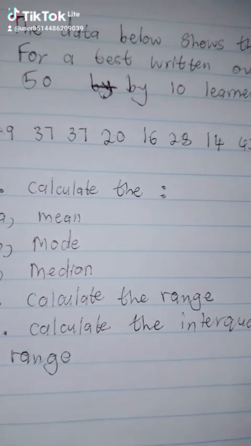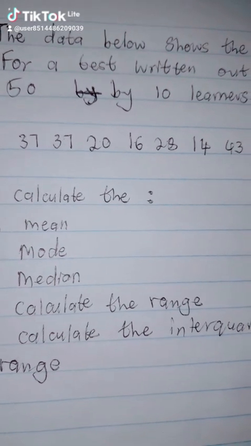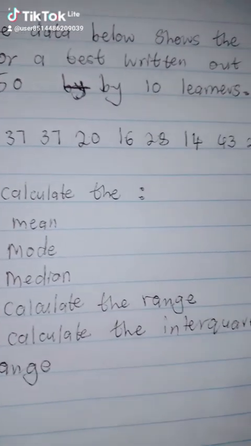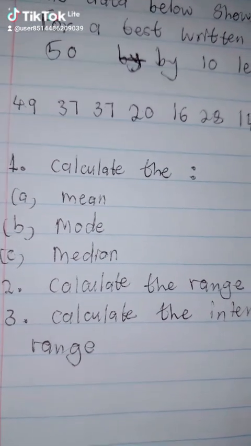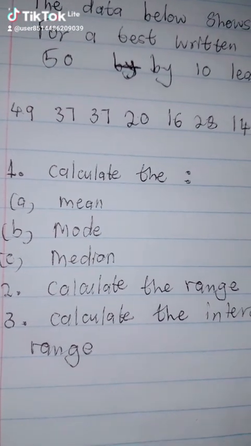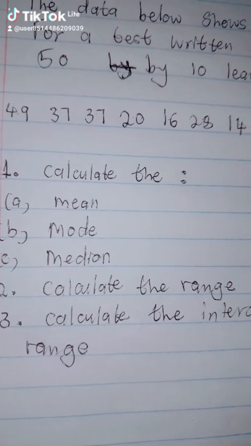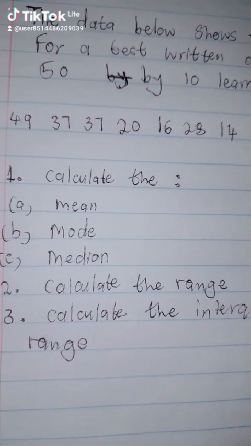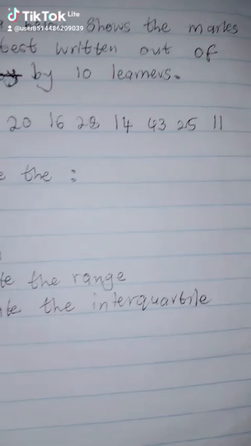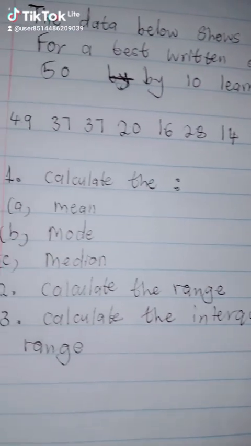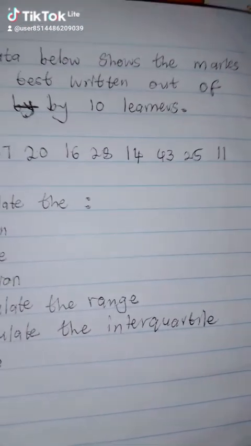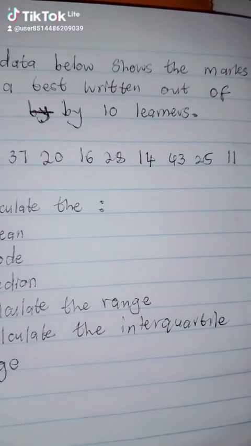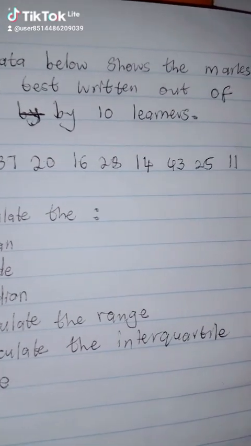The question says the data below shows the marks for a test written out of 50 by 10 learners. First things first, we need to determine whether this data is in descending or ascending order. We can see it's in descending order, so we need to arrange it in ascending order, from the smallest to the biggest. Yes, it must be in order.